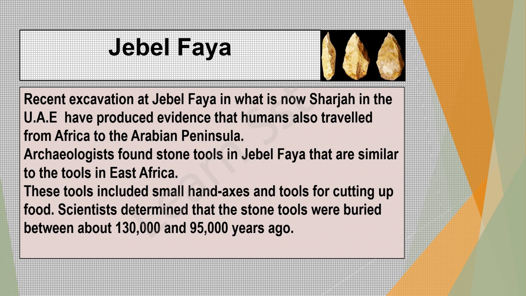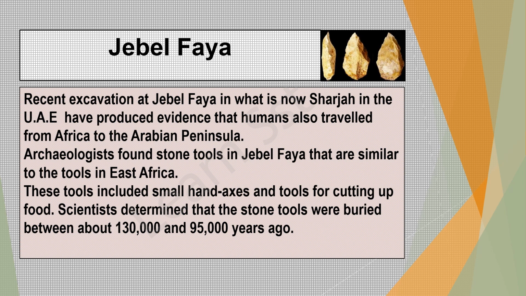Archaeologists found stone tools in Jebel Faya. So Jebel Faya is very much in Sharjah, and the tools are similar to the tools in East Africa. So the archaeologists are those scientists who study the remains by the excavations. So they excavate and they extract various things, the remains of the past, and with the help of those remains, they come up with certain kinds of study or findings.